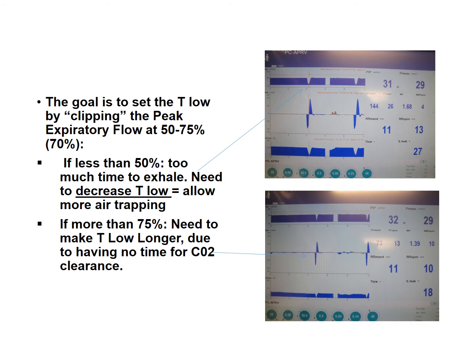We want to have a little bit of auto PEEP just to prevent the alveoli from collapsing. If it's more than 75%, you have the opposite problem, where they're not exhaling enough, and you need to allow a little more time to exhale. So you're going to adjust your Tlow to make it a little bit longer. It's important to make these adjustments very slowly, usually about 0.1 at a time. Let them have a few breaths, remeasure, and go very slowly and carefully.